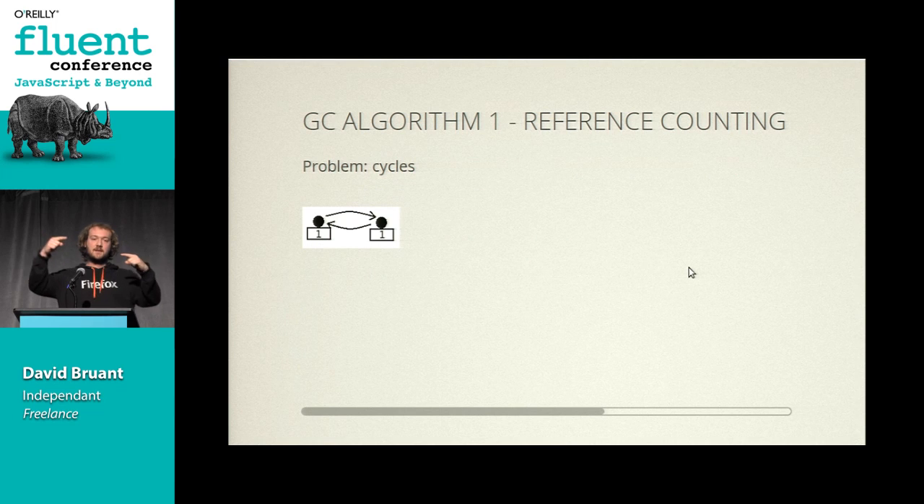If you have two objects that reference one another, maybe these two objects are not needed anymore. But the algorithm is too naive to notice that because it only looks at the counters. So that's a problem. That's too naive.